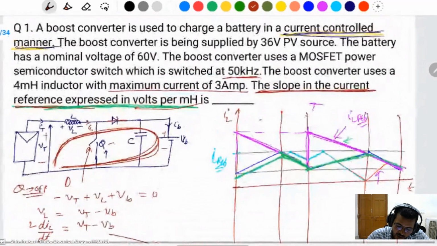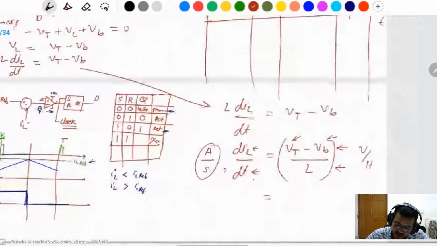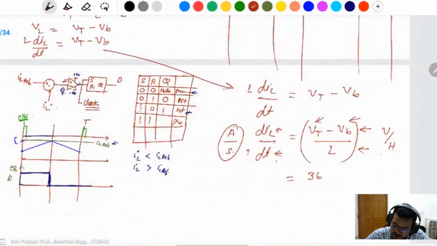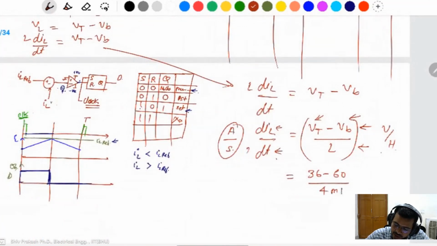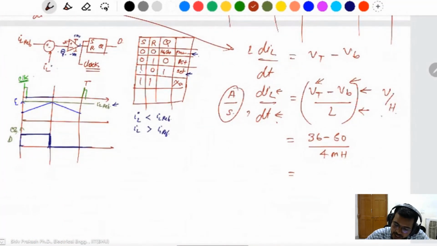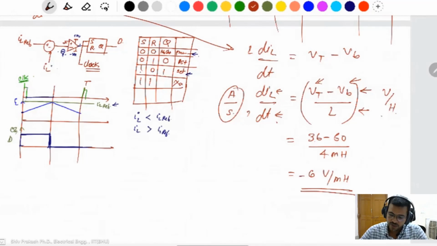Vt, terminal voltage 36, Vb is 60 volt. 36 minus 60 divided by inductor 4 millihenry. It is asking us the volt per millihenry, means this one is 6 volt per millihenry, minus of 6 volt. This is decreasing at slope. This is the IL reference, because this is the same as the 6 ampere per second also.